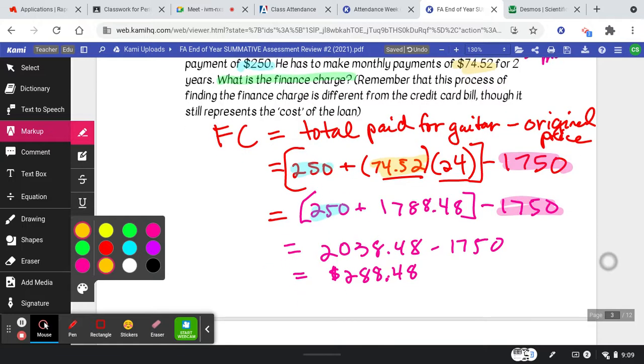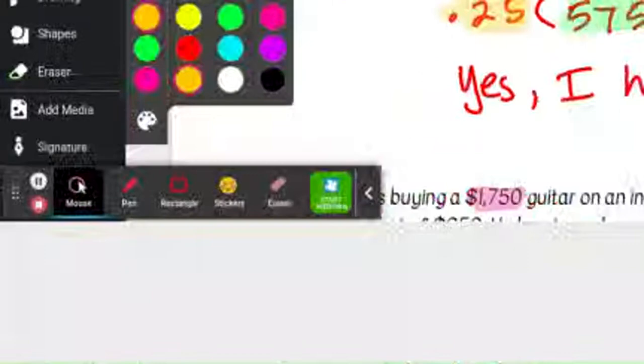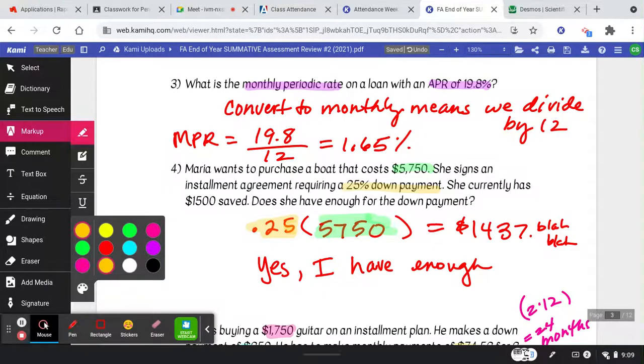And I'm going to be on Blanca. And what we just calculated there, everybody, is our finance charge.